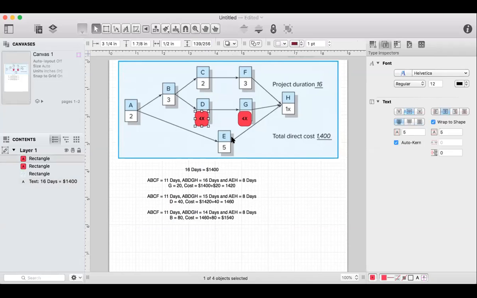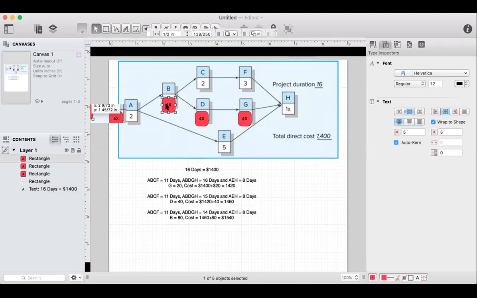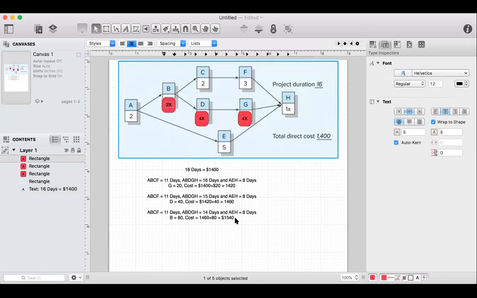And how many times can I crash B? We could only crash for once. What do I put here? X. What do I put instead of this? 2x. All right, great. So that's done.